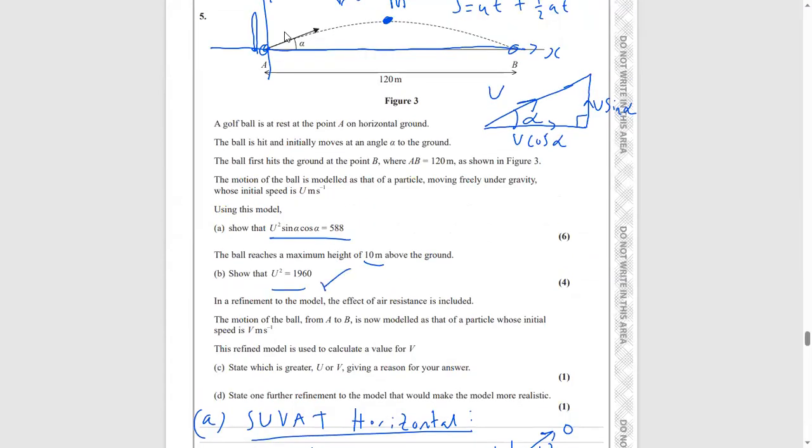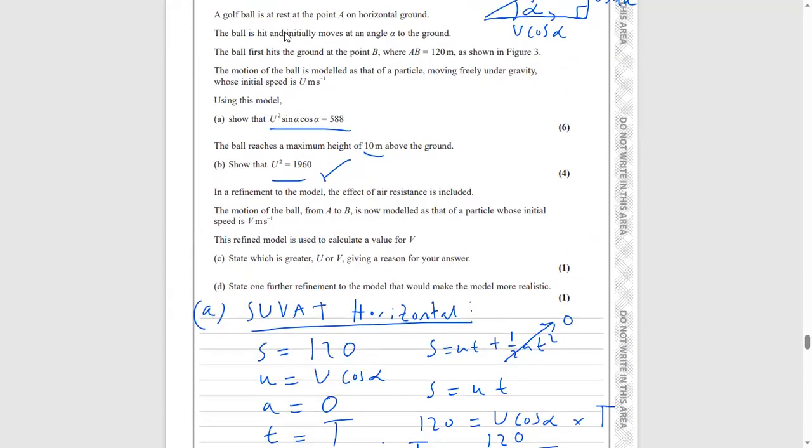Great. So now let's go on to the very last 2 questions. So in a refinement to the model, the effect of air resistance is included. Right, so we've got air resistance now, which means we've got a force going against our motion. So the motion of the ball from A to B is now modeled as a particle whose initial speed is capital V. Okay, so now the new speed after the air resistance has been added is capital V. So we've got to state which is greater, u or v, giving a reason for our answer.